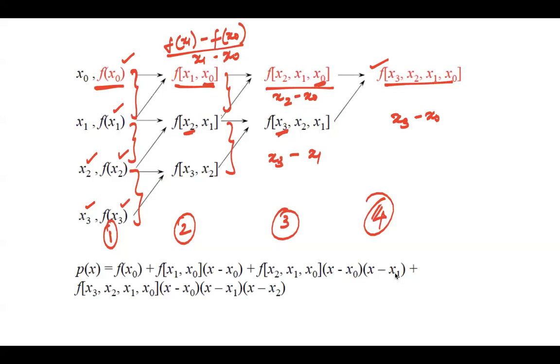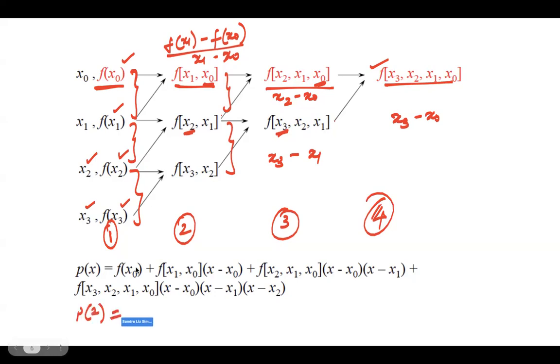Okay, you can see a pattern, right? So this is x minus x0. Now you have one more term, x minus x1. To the next term, you multiply x minus x0, x minus x1, x minus x2. So finally, what will happen when you do this? You will be getting a function. To that function, now my question is, find P of 2.